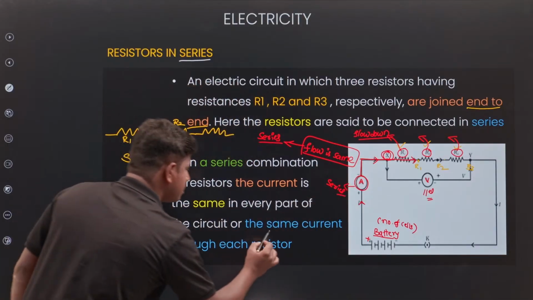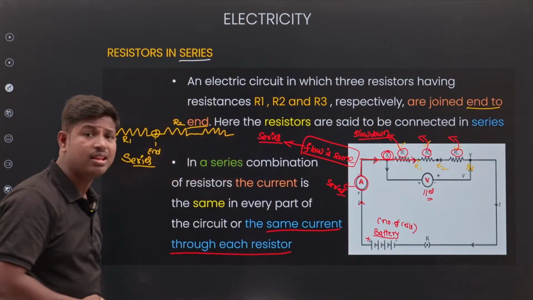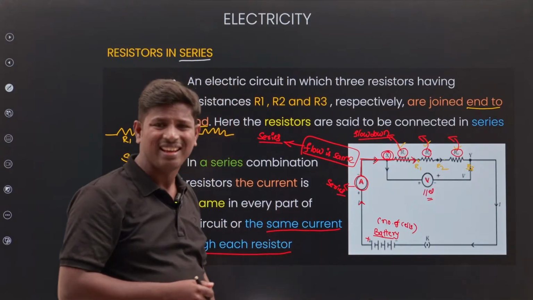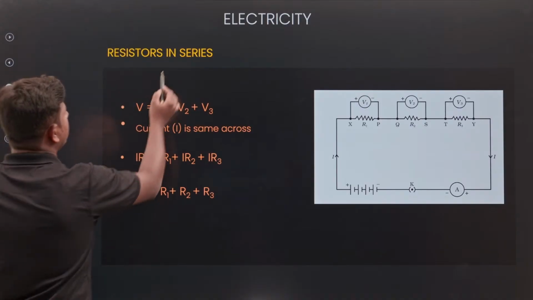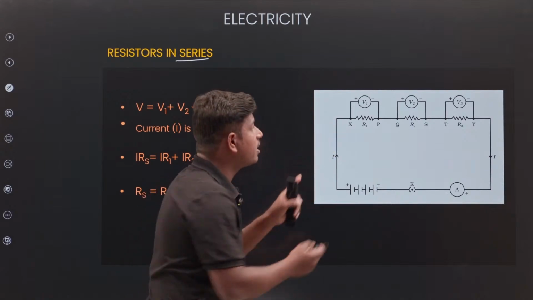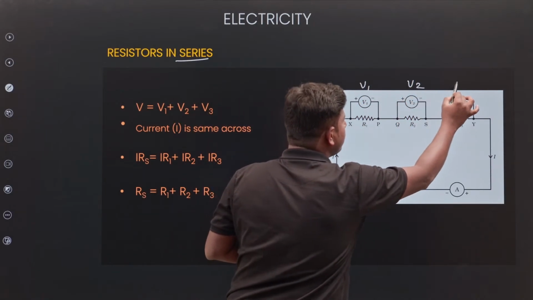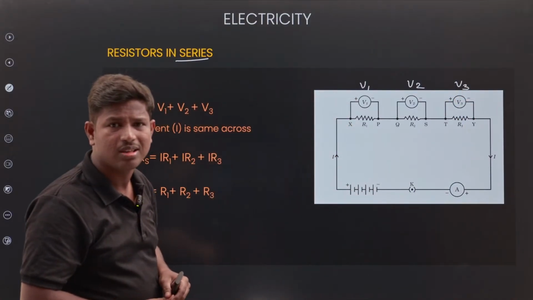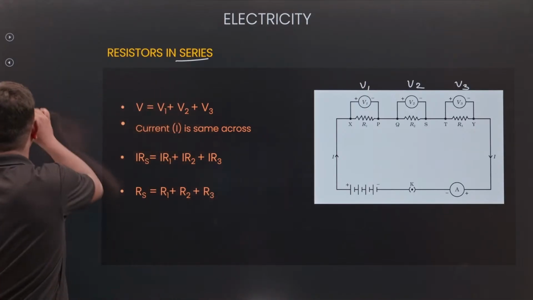The same current through each resistor, when the resistors are connected in series. Clear? Next. See, resistors are in series. How are all the resistors connected? For each resistor a potential is there: V1, V2, V3. How is the voltmeter connected? Parallelly, okay.